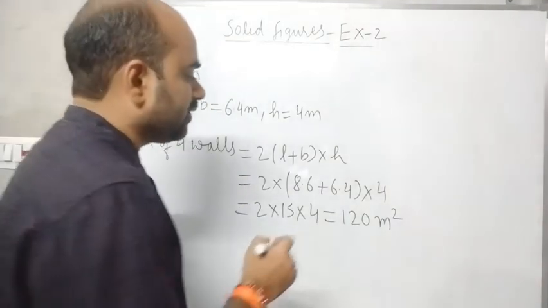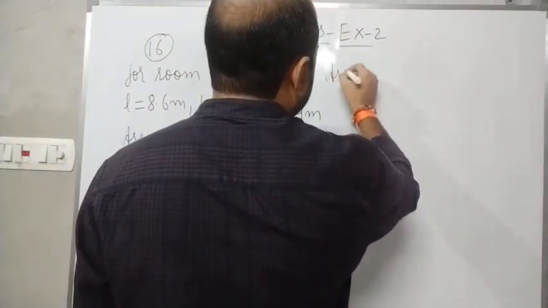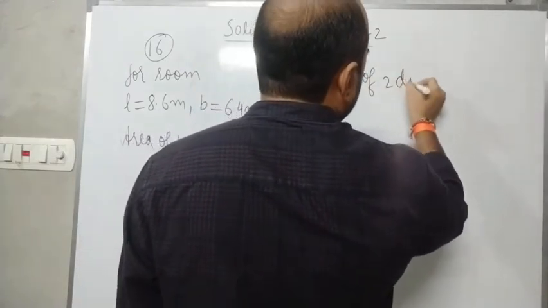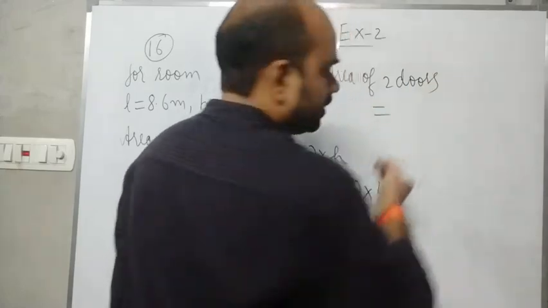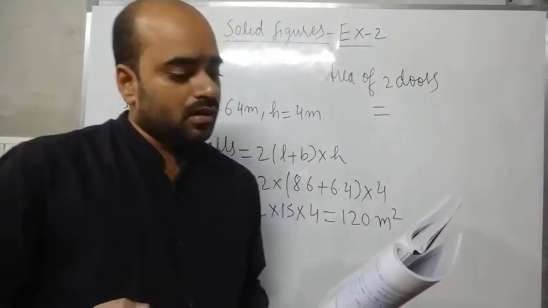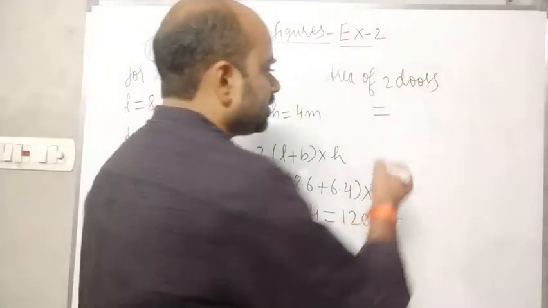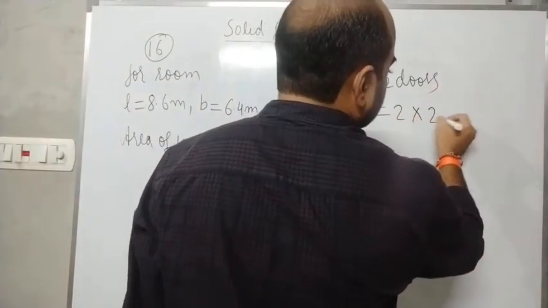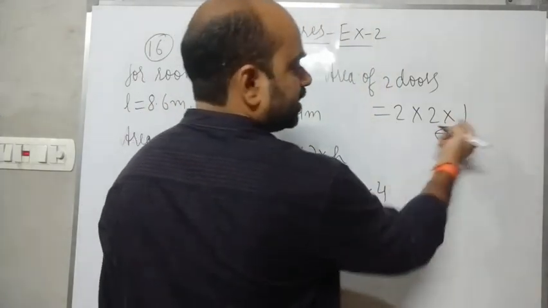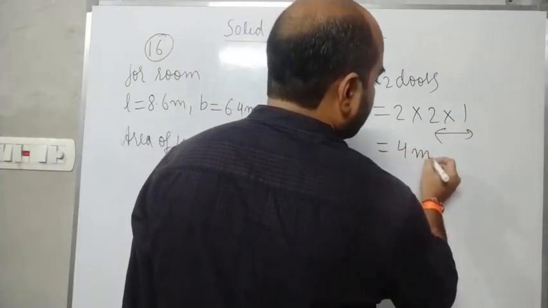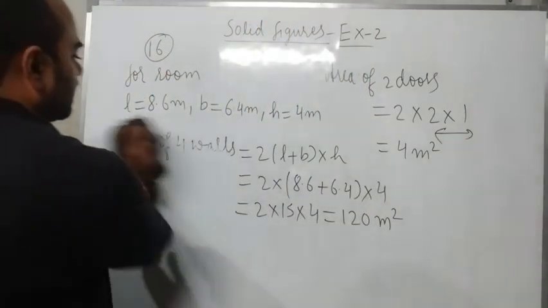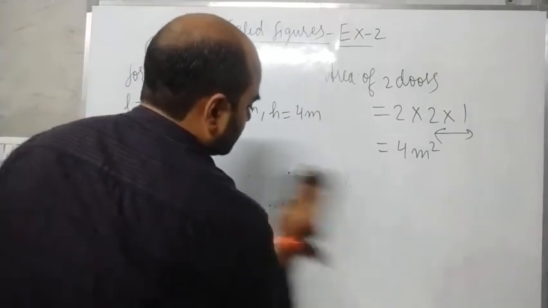So first we will find the area of the 2 doors. Two doors are there, each 2 meter by 1 meter. Length is 2 and breadth is 1, so the area of the 2 doors is 4 meter square. Now we have to find the size of the windows.